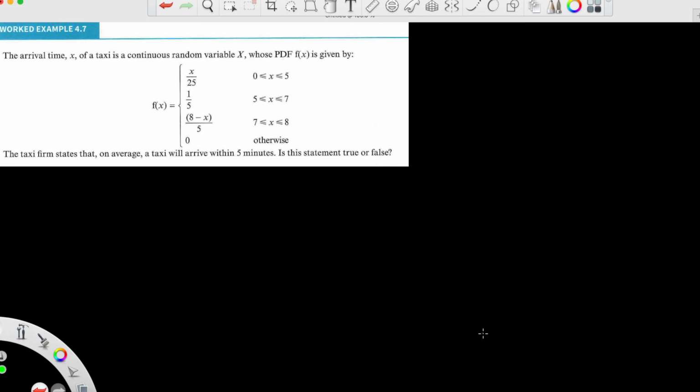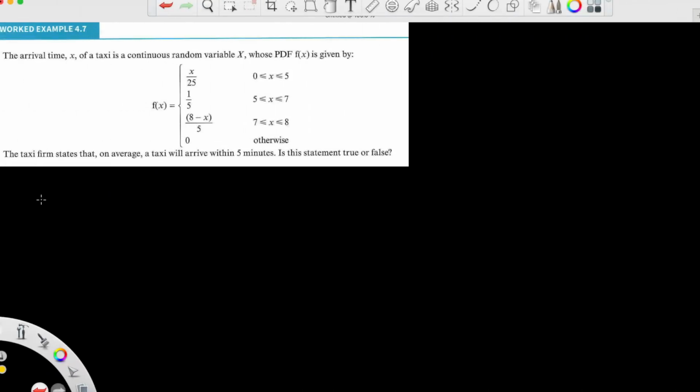Next example: the arrival time x of a taxi is a continuous random variable x, whose PDF f of x is given by x over 25 for x between 0 and 5, for x between 5 and 7, 1 over 5, for x between 7 and 8, (8 minus x) over 5, otherwise 0. The taxi firm states that on average a taxi will arrive within 5 minutes. Is this statement true or false?